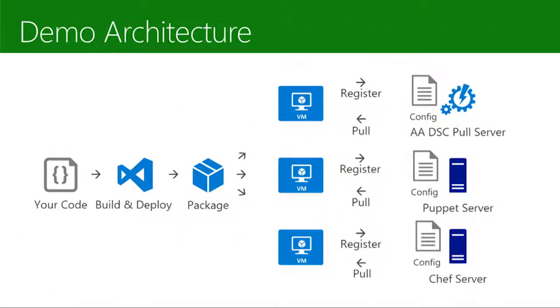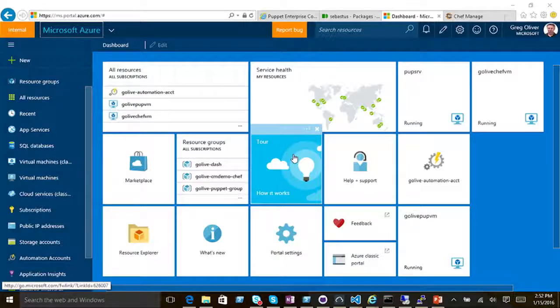So this is the architecture of the demo that I'll be showing. I won't be showing actually the code and the build and deploy and package, but again, that's just to put it in context. What I will be showing is 3 VMs, one of which is being configured by DSC Pull Server in Azure Automation. Another, the configuration is being stored by a Puppet Enterprise server, and the third is being configured by a Chef server. Cool. So now I'm going to exit from the PowerPoint and flip over to the actual demo.